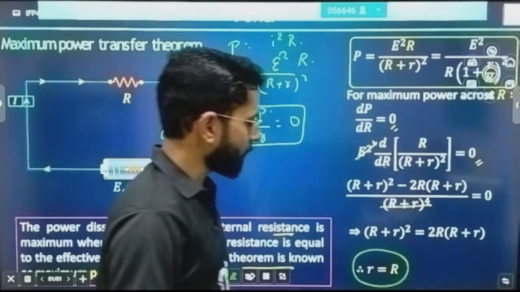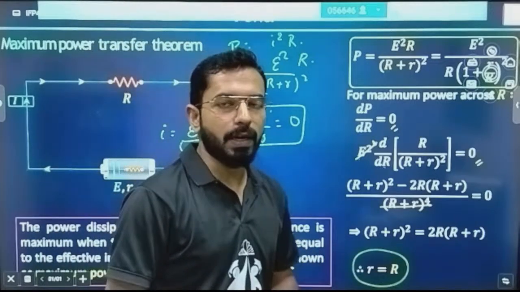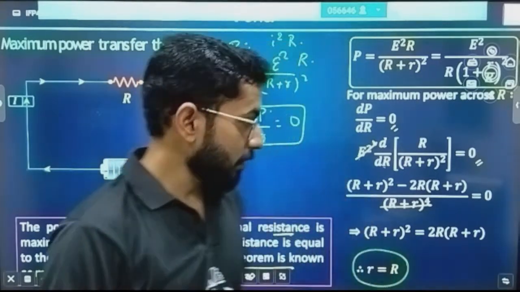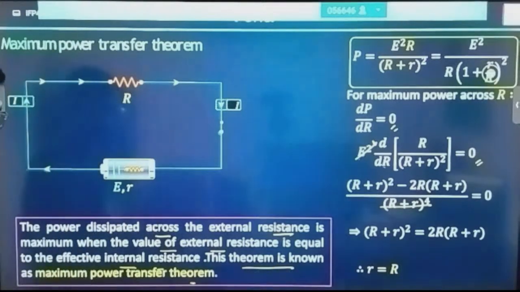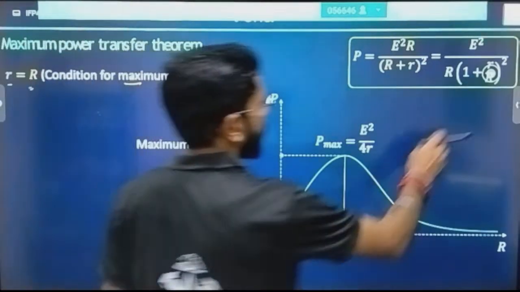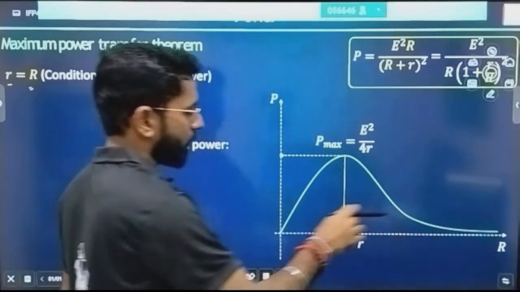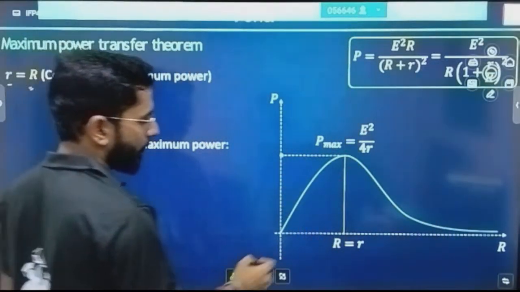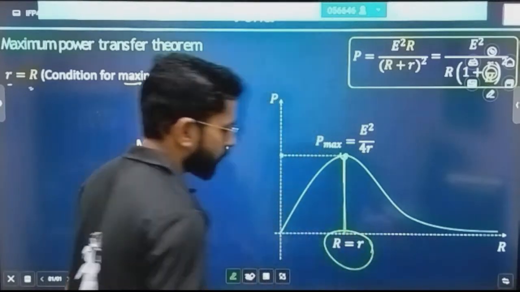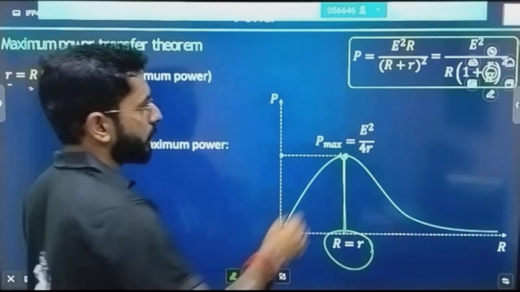r is equal to R. When the small r is equal to capital R, at that moment you will get your maximum power. Okay, so there is a curve also that you should understand. There is a variation of power with the resistance, and at what point will you have its maxima? You will have its maxima at R equal to small r, and this was the result.